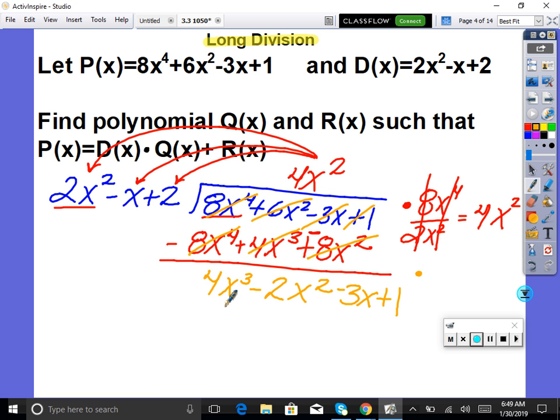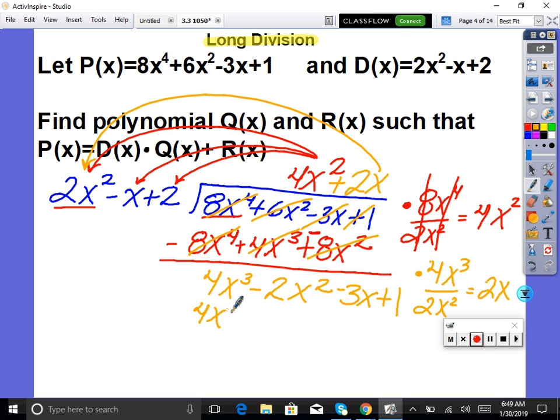Leading term is 4x cubed, 4x cubed divided by leading term 2x squared, which is 2x. True? So that goes on top. That was positive 2x, so plus 2x. And now we'll distribute. We get 4x cubed. Distribute again, minus 2x squared. Distribute again, plus 4x.